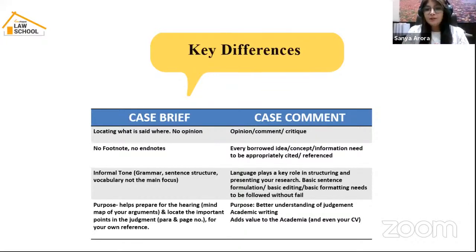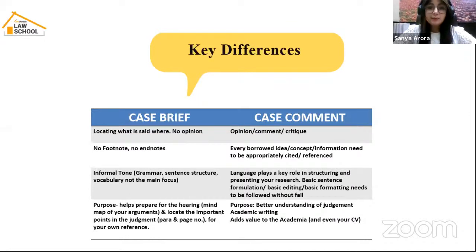And in a case comment, on the other hand, it's not about what is found where, but it's about what you do with what is found in the judgment. So then what is the next step? Like, what are your opinions? What is your comment? What is your critique on it? What is that place where you intend to take that judgment now that it's pronounced?